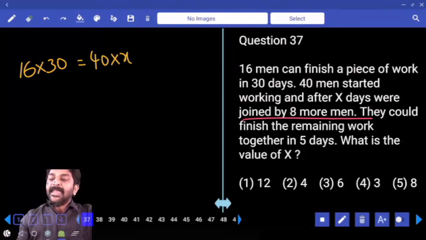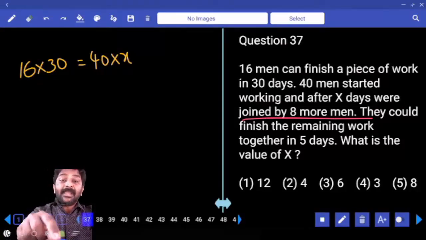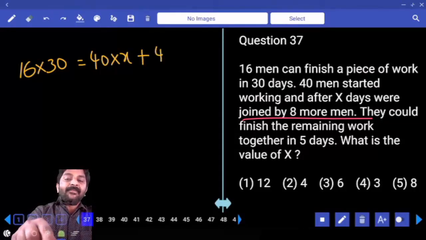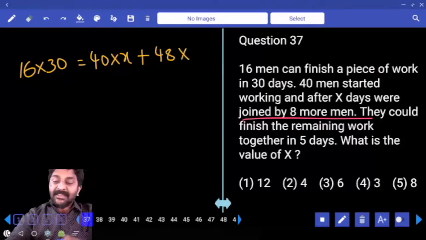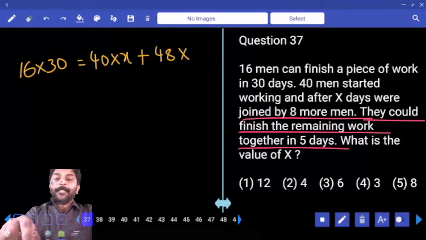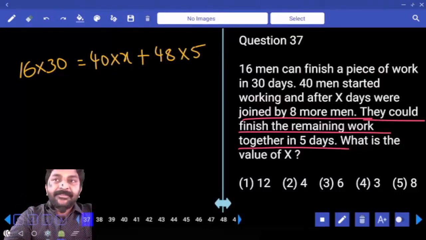Now what happened after that? They were joined by 8 more men. So far work done is 40 members worked for X days. After that 8 more people joined. Now we have 48 members. They could finish the remaining work together in 5 days. So 48 members work together for 5 days.